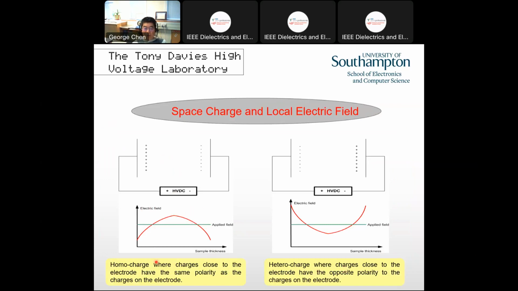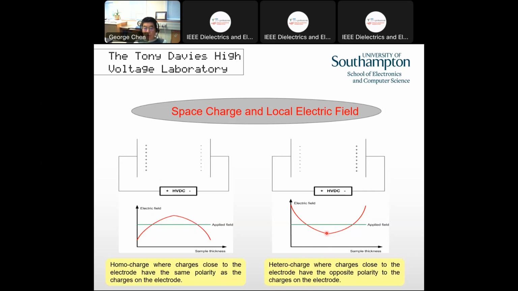When we have homocharge form in the dielectric material, and by homocharge we mean a charge with the same polarity as its adjacent electrode, this charge will produce its own electric field and therefore alter the field altogether. As a result, we have a very low field at the interface, but high field in the bulk of the insulation. On the contrary, when we have heterocharge in the system, we have a very high field at the interface, but lower field in the middle of the insulation.